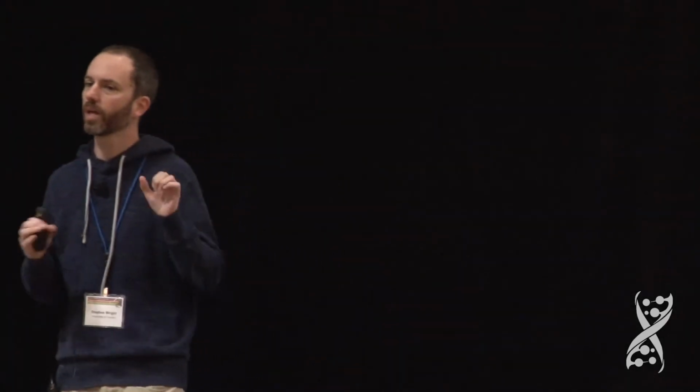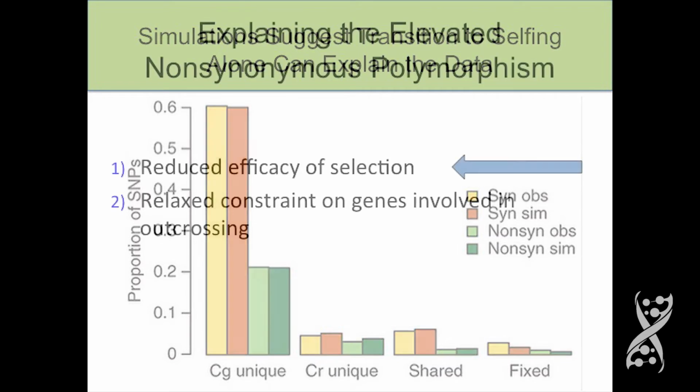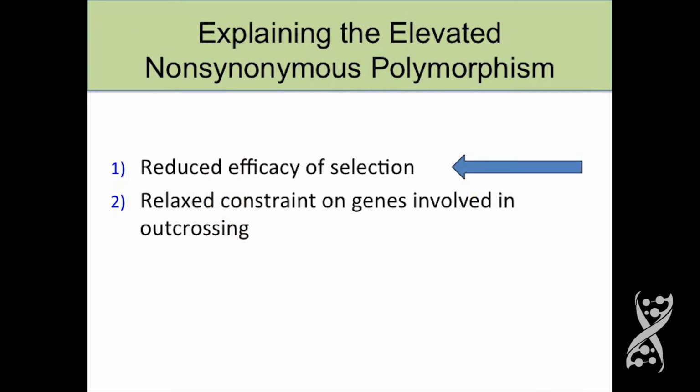And similarly, when we model the process of the transition to selfing, we can basically explain the patterns of diversity we see at non-synonymous and synonymous sites just through the transition to selfing and its effect on selection. And so overall, we can explain the patterns primarily by this idea of inefficient selection rather than this idea of relaxed constraint. Okay. All right, so overall, we see evidence of inefficient selection.